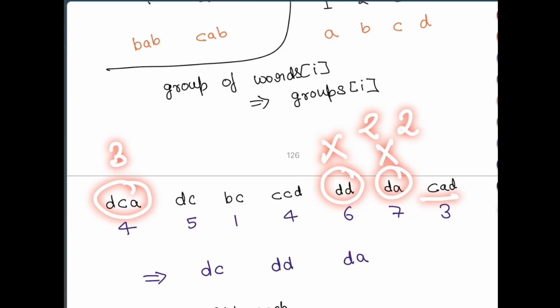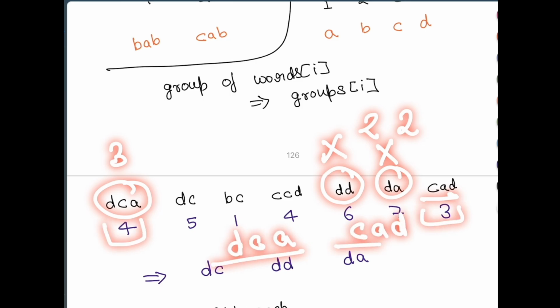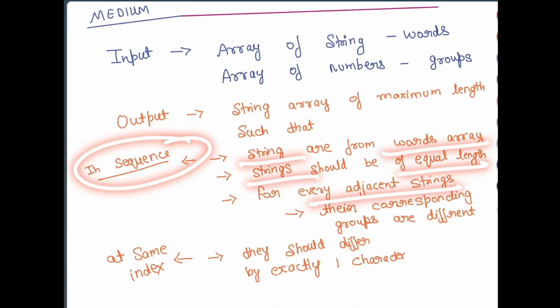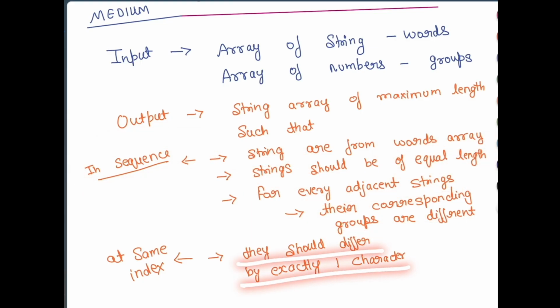CAD, can this be the part of the answer? Well, if you see, the groups are also different, right? So it is DCA, then CAD. So we satisfy 3 points here. We satisfy the points that the strings are from the words array in sequence, the strings are of equal length, and the adjacent strings are having different group. But what about the last point, which is they should differ by exactly one character?